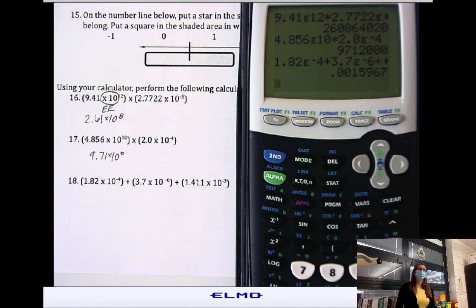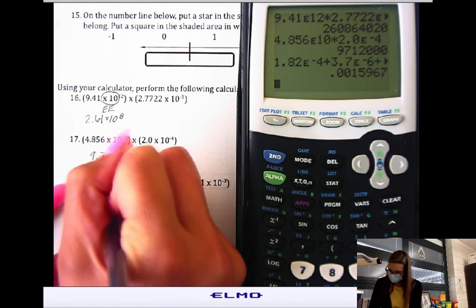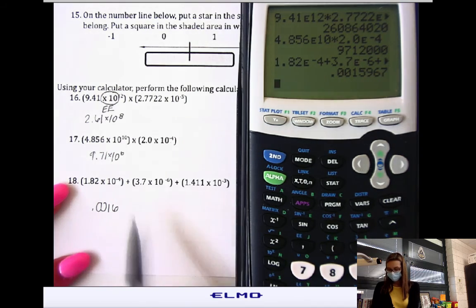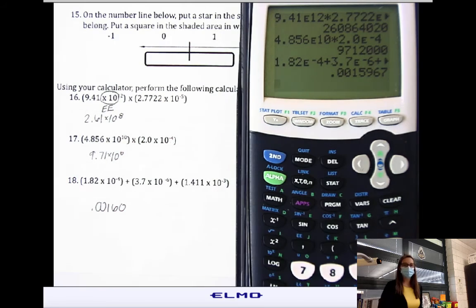So you could choose to put this in scientific notation. Because it said 2 decimal places, technically we should. If you didn't, I wouldn't take points off. You could do 0.0016, right, if you want to keep it to 2 significant figures. With 3 significant figures, you would make it 160.